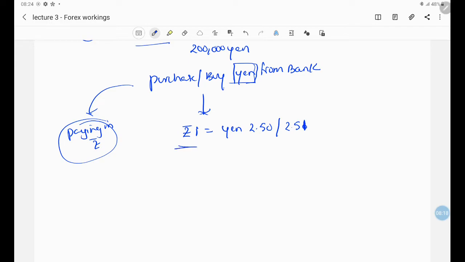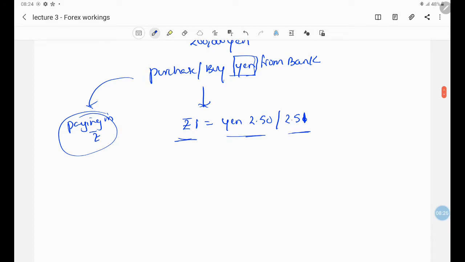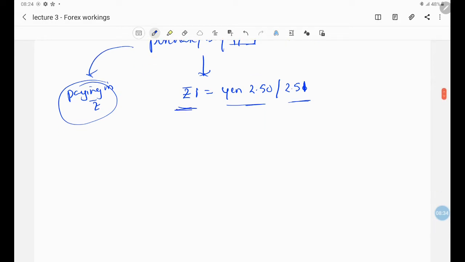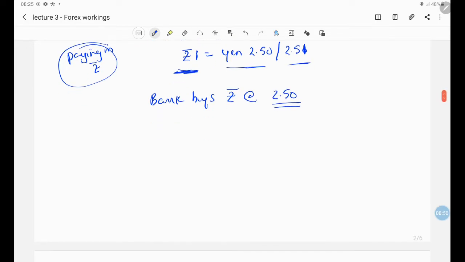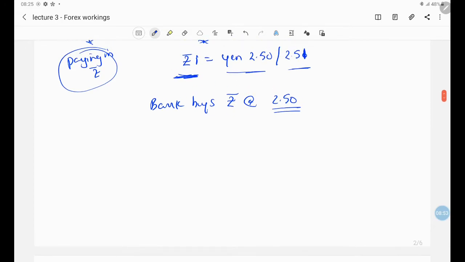So the bank will be buying the rupee at yen 2.50, and the bank will be selling rupee at 2.51. So we are buying yen, and the bank will be buying rupee at what rate? It will be buying rupee at 2.50, because we are paying in rupees to acquire yen, right? So the bank buys rupee at 2.50. Now the applicable rate is nothing but this one, the bid rate.